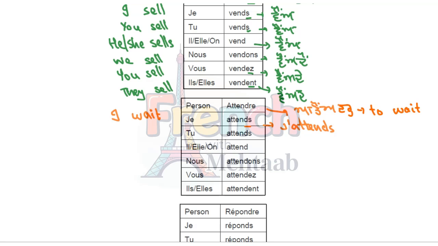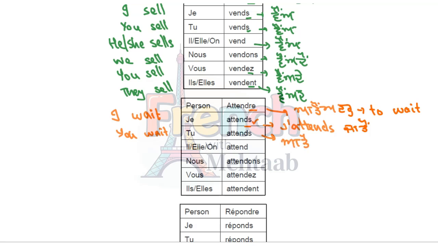It would become like this, and we would not pronounce the S at the end. What are we doing here? We are removing RE from the end. We are adding S as the termination. It would become j'attends. I wait is j'attends. And now you want to say you wait. We would remove RE from the end. We would add S here and it would become tu attends. Tu attends. The pronunciation would remain the same.